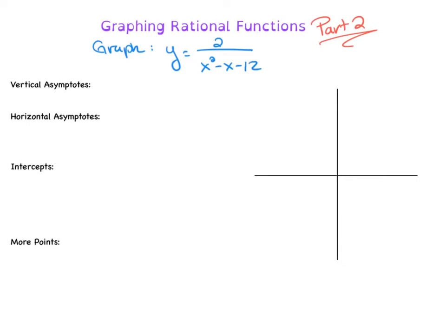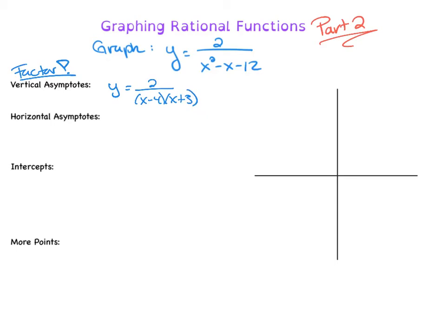Let's do some more graphing of rational functions. So in this example, we're going to graph y equals 2 over x squared minus x minus 12. The first things that we need to find are our vertical and horizontal asymptotes. And in order to do that, we should be factoring anything that we can. So let's rewrite this as y equals 2 over (x minus 4)(x plus 3).